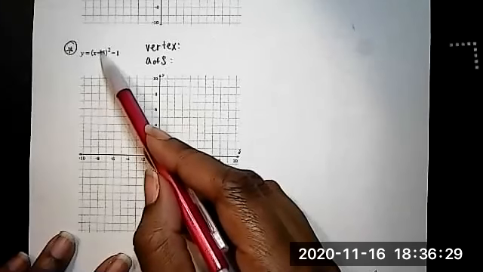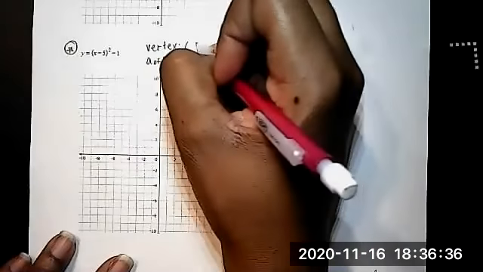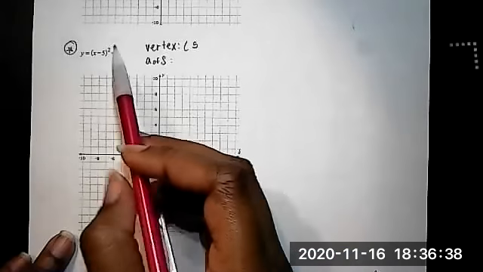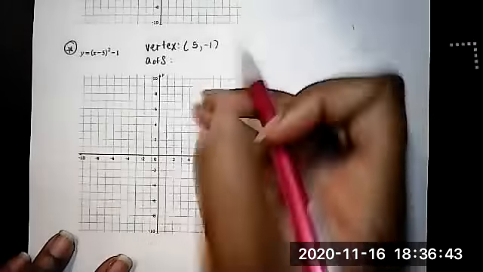Vertex, of course, if this is plus, it will be minus, but in this case, it's negative. So your vertex X is +5. Okay, and then this -1 stays the same for your Y value. So your X value is the opposite of what you see here.